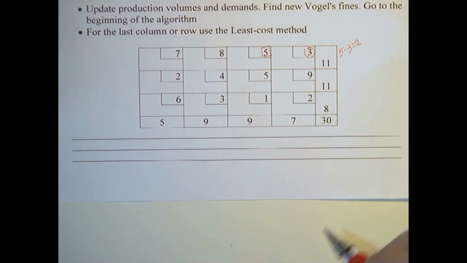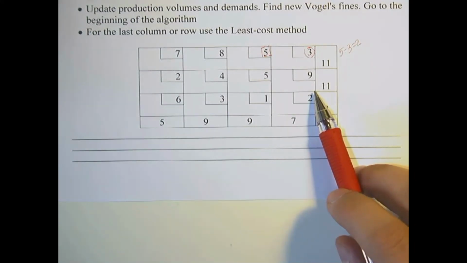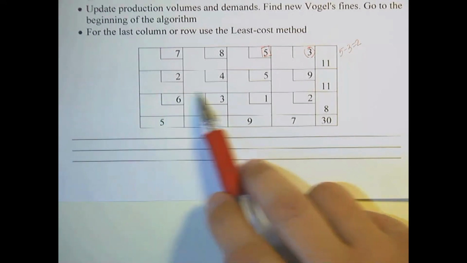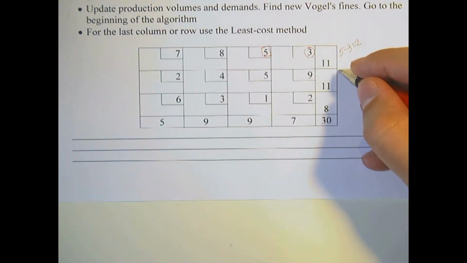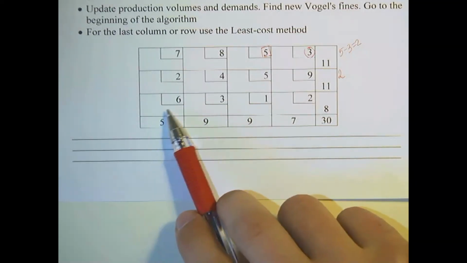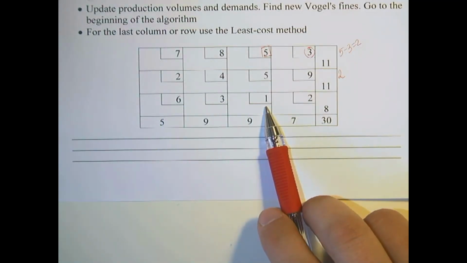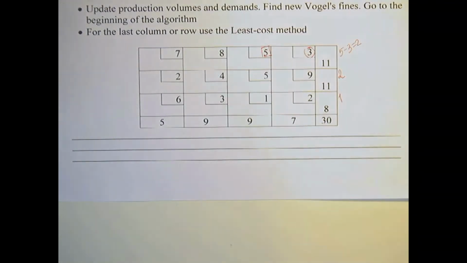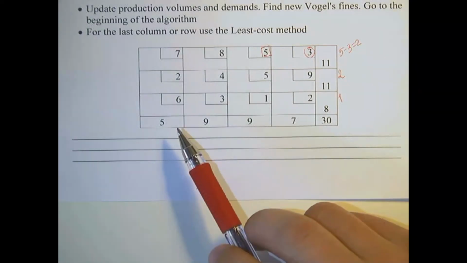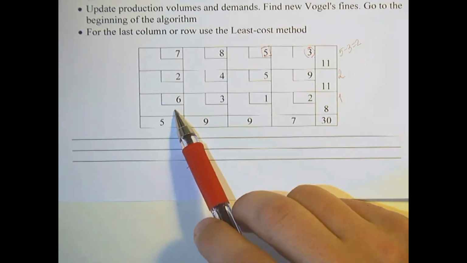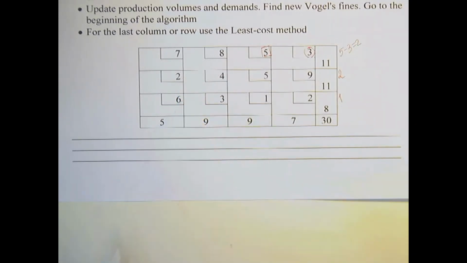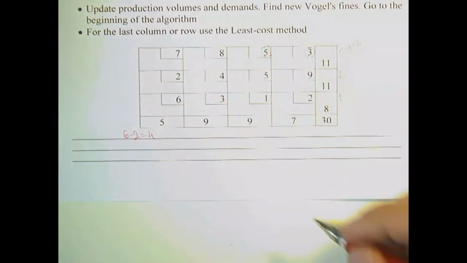The same way we consider the second row. The minimum cost is 2, the next minimum is 4, and the difference is 2. The third row, the minimum cost is 1, the next minimum is 2, so the difference is 1. We continue in the same fashion with the columns. Consider the first column. The minimum cost is 2, the next minimum is 6, and the difference, 6 minus 2, is 4.